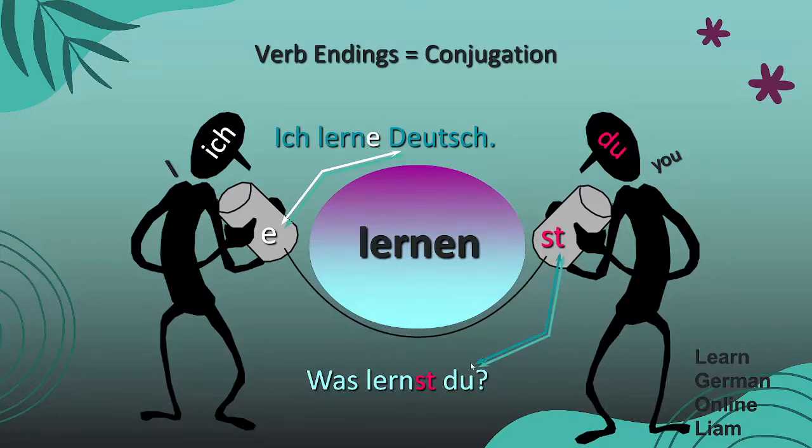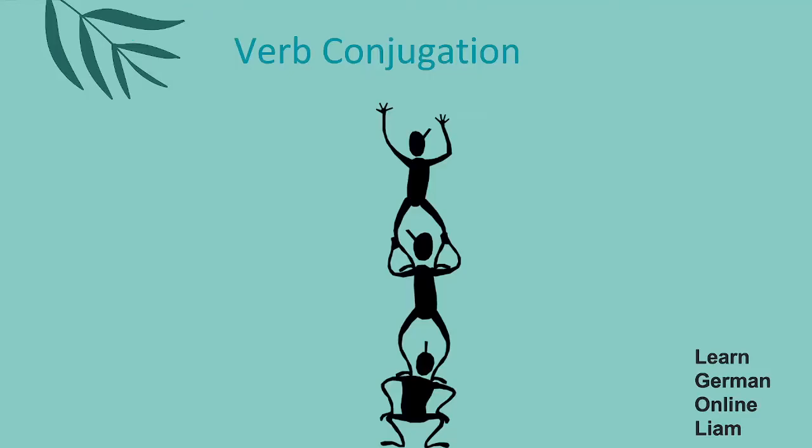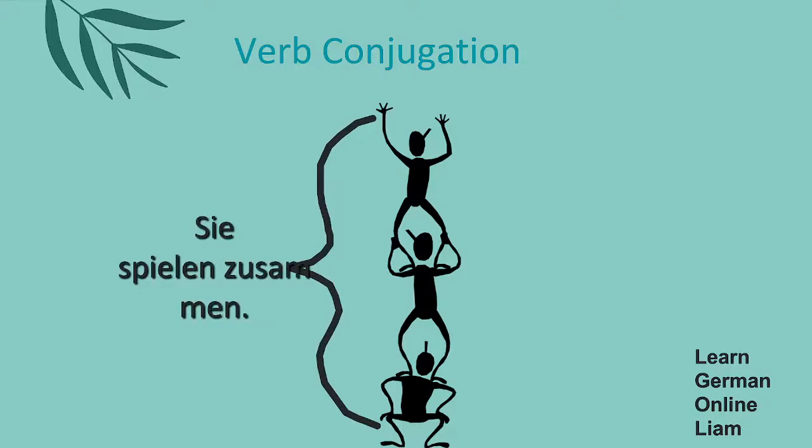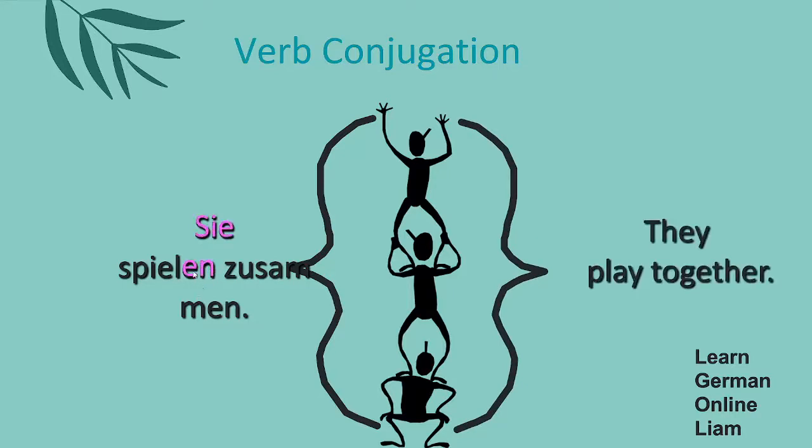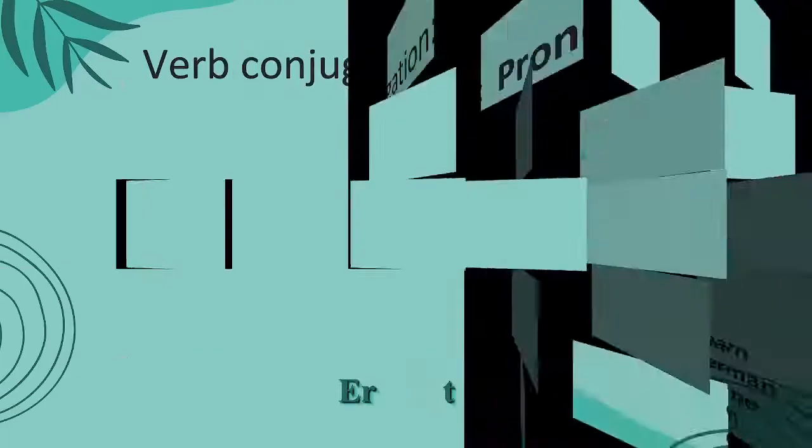Let's see one more example for Sie. Sie is the easiest form to remember. I'll give you one more tip. The beauty of this Sie form is you can just write the verb, nothing changes, you have the ending en and the base or fixed part of the verb. So here, Sie spielen zusammen, they play together. This is the third person plural form.